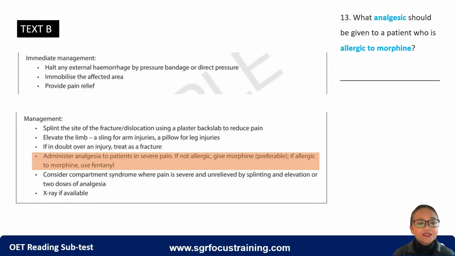It said administer analgesia. So there's your analgesic there. And if not allergic to it, give morphine. Okay. If allergic to morphine, use fentanyl. So we then choose fentanyl as our answer. Very, very confusing question. So I do hope you know the trick, okay, in order to find the right text. Because if you get lost and you go to text C first, it's going to cost you time, okay?